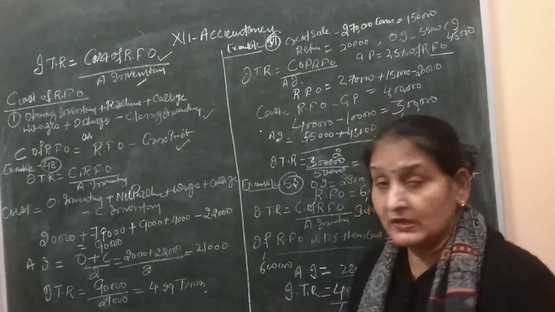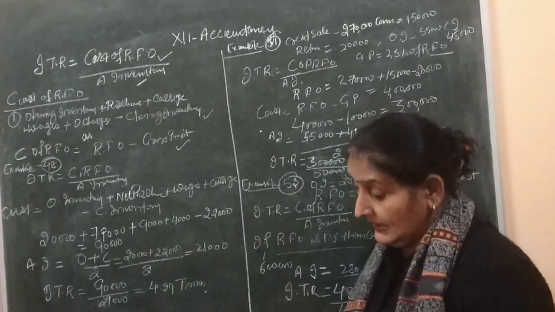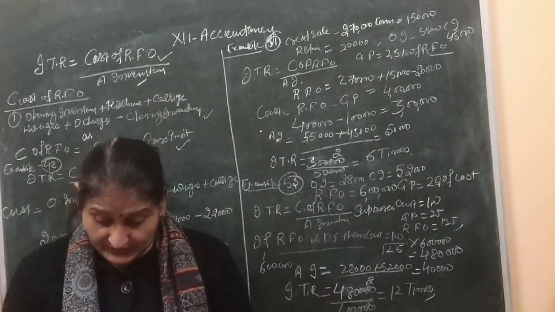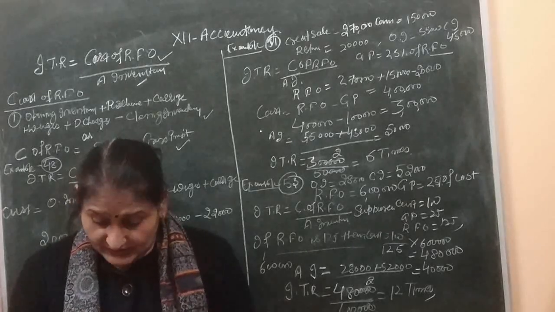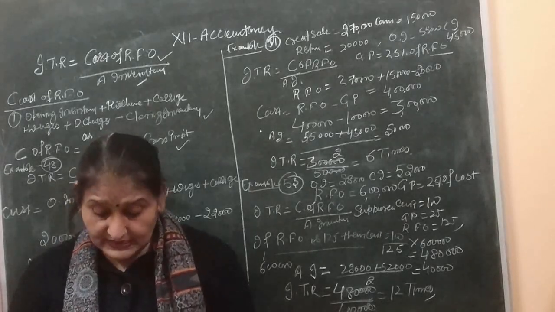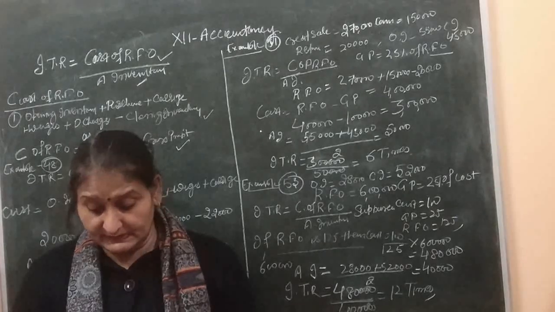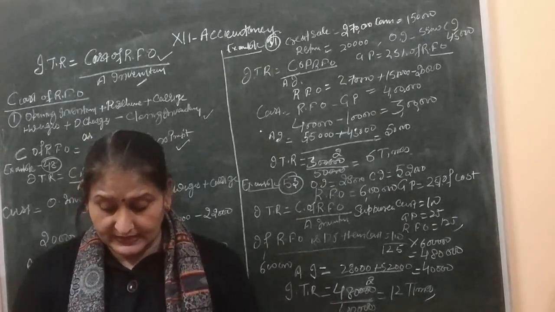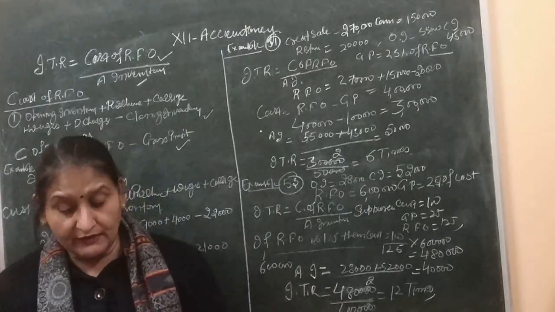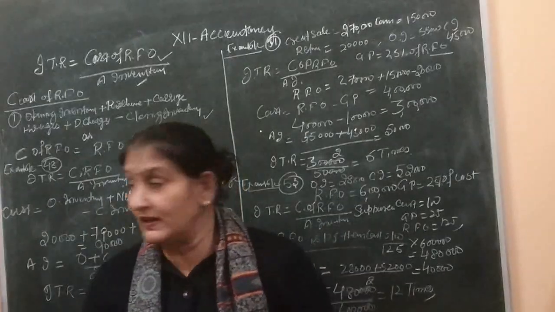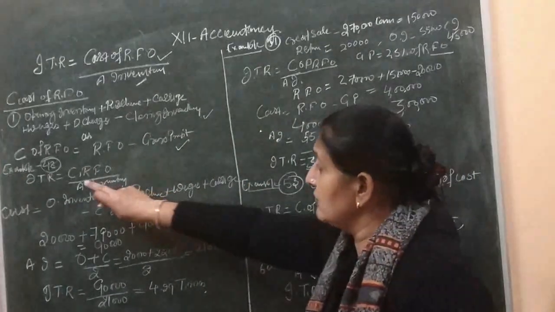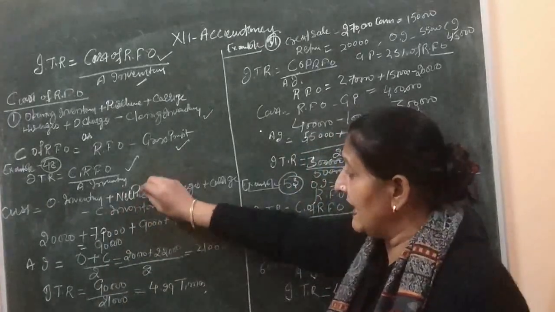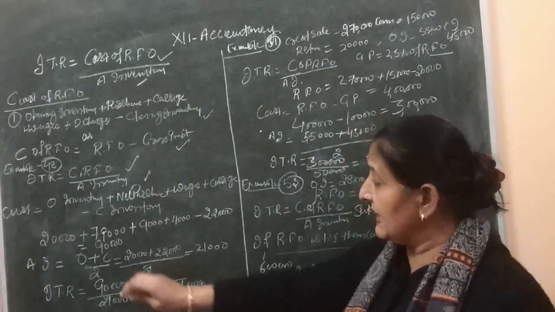So let us understand this topic with an example. Here is example number 48, and the statement is: opening inventory, closing inventory, purchase, wages, carriage, return outward, which means purchase return, revenue from operation, carriage inward, and rent are given, right? And we have to find out the inventory turnover ratio, which is cost of revenue from operation divided by average inventory. So what do we have to find first?